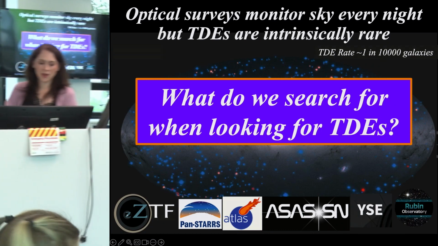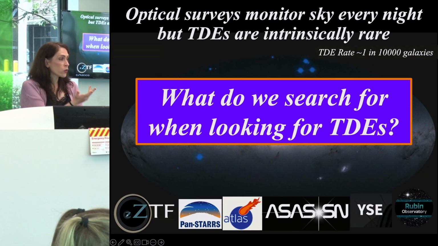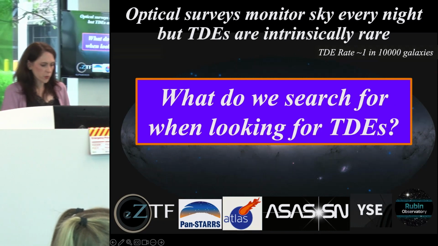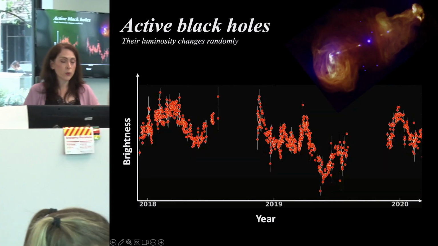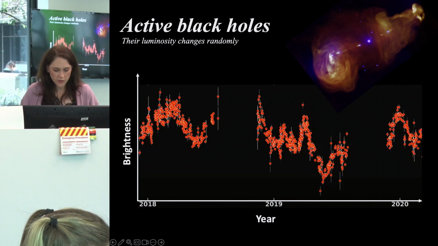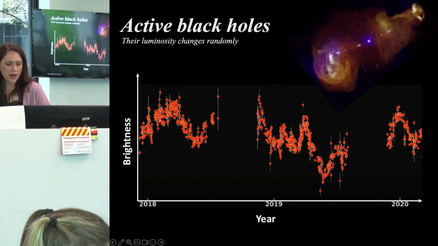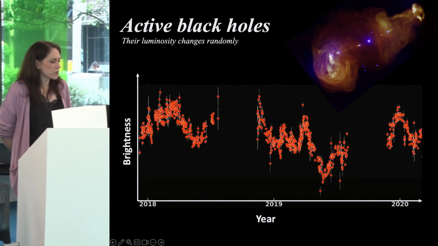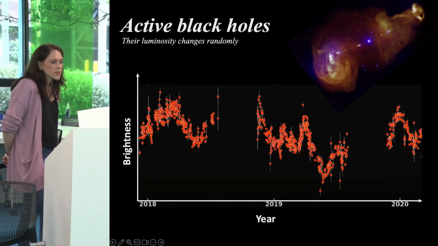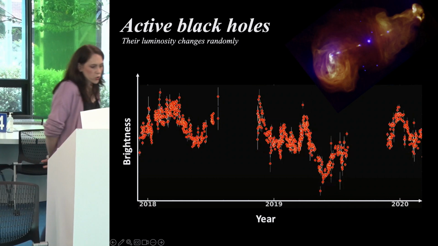Okay, so how do we actually search for them? What are we looking for when we're trying to find tidal disruption events? Well, like I said, the first thing we need to look at is what is not a tidal disruption event. As we know from before, AGN, or black holes that are very actively producing highly variable changes in their brightness with time, look something like this. This is their type of emission.